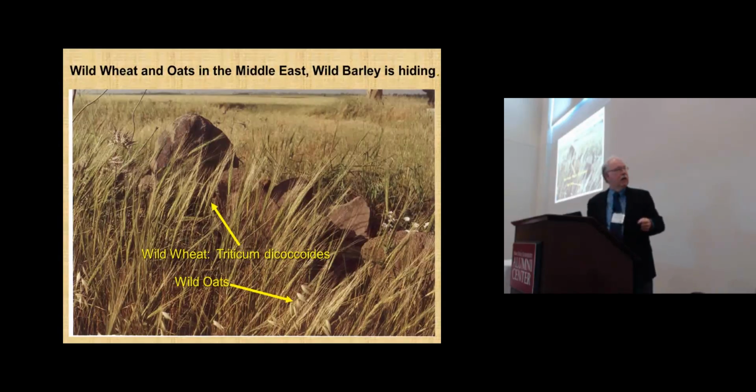Okay? Now, wild wheat and wild oats, which you can see here, coexist, as does wild barley. The difference is that wild barley has already shattered out and you can't see it anymore. Okay? But this is what a native stand of the origins of wheat would look like.